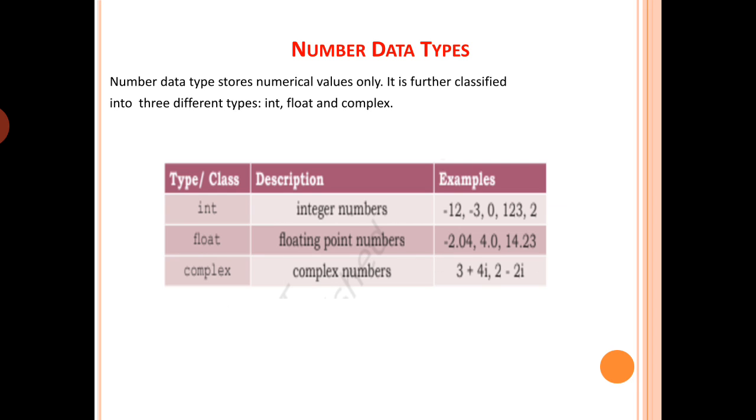Number data type. Number data type stores numeric values only. It is further classified into 3 different types, that is int, float, and complex. Boolean data type is a subtype of integer. It is a unique data type consisting of 2 constants, true and false. Boolean true value is non-zero and Boolean false is the value 0.